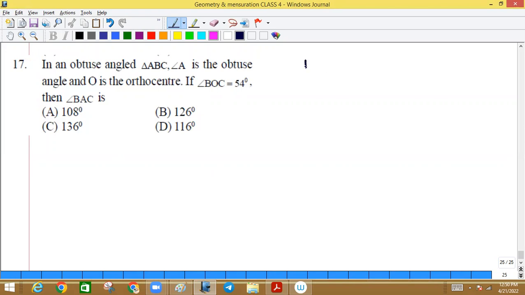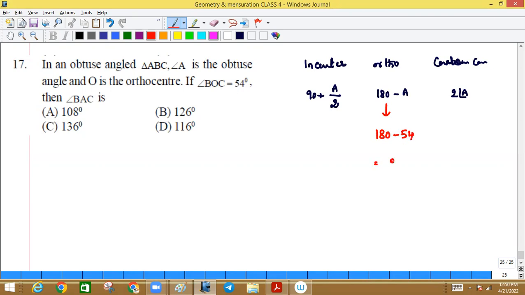See, we have seen at the incenter, the angle at the center is 90 plus A by 2. This is the angle at the center at the incenter. At the orthocenter, it is 180 minus A. At the circumcenter, it is 2 times angle A. Yes or no? These are the things we have seen. Here he is asking you the orthocenter. Ortho means it is 180 minus how much? 54. 126.